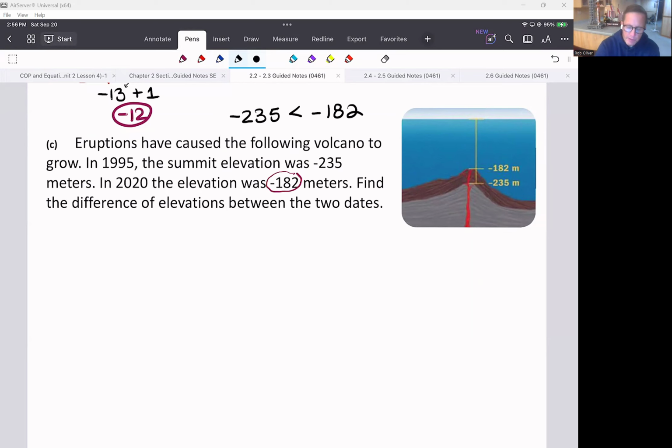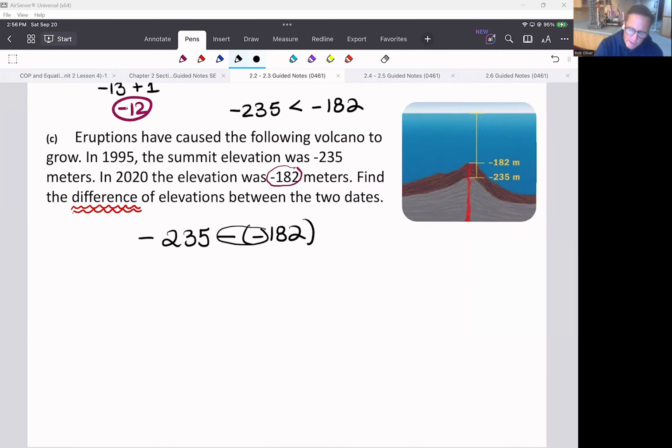All right, so we're going to find the difference of elevation. So now difference is one of those keywords that tells us subtract, right? Which means use a minus sign. So we're going to do -235 minus -182, like that.